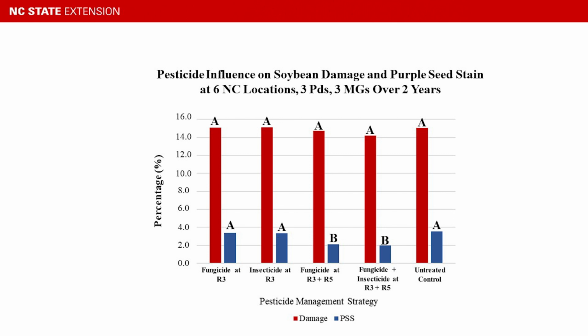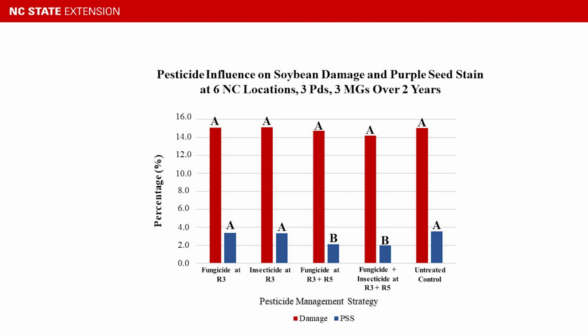One was looking at a fungicide alone at R3, which might be common production practices for a few of the growers in here. One was an insecticide alone at R3. One was 2 fungicide applications. When we went into this research, we were getting a lot of questions about multiple fungicide applications to try to protect seed quality. And one was a fungicide and insecticide at R3 and R5. So right here, you're getting pretty aggressive mid-season pest management to look at the impact on seed quality.